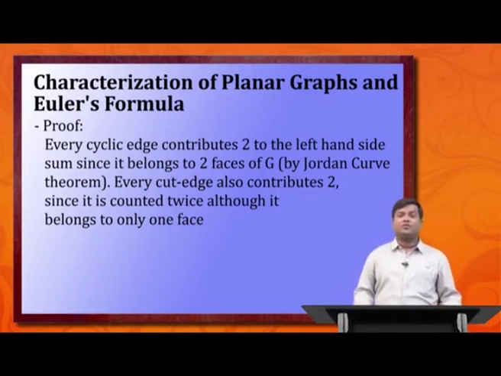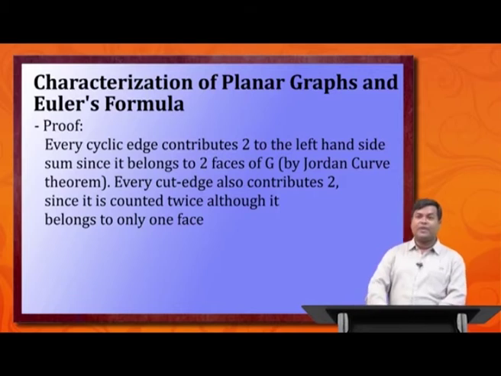Every cyclic edge contributes 2 to the left hand side sum since it belongs to two faces of G by the Jordan curve theorem. Every cut edge also contributes 2 since it is counted twice, although it belongs to only one face. So therefore twice m equals the summation of the degree.